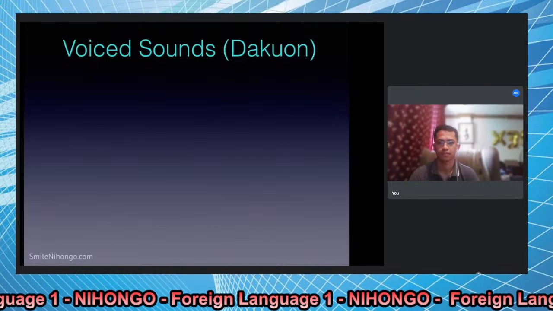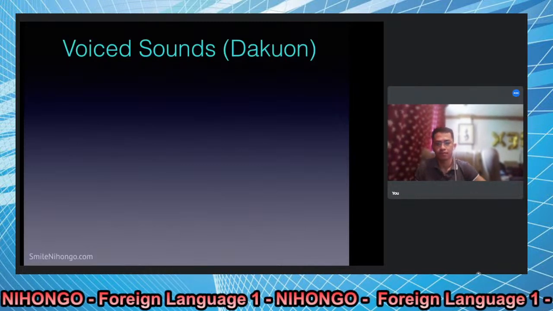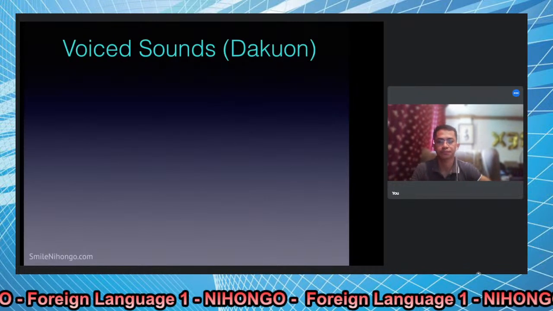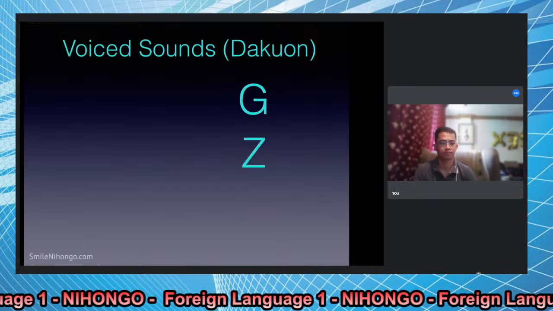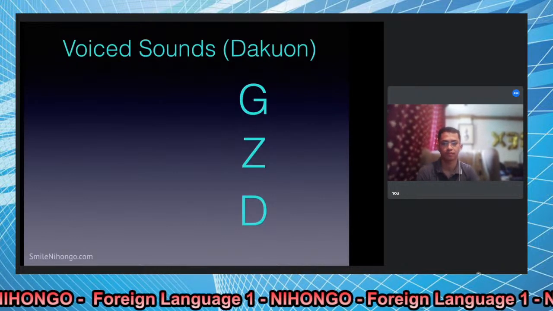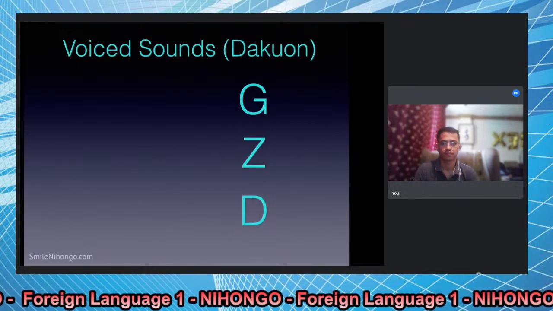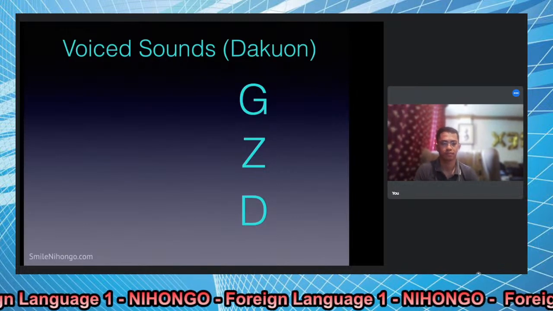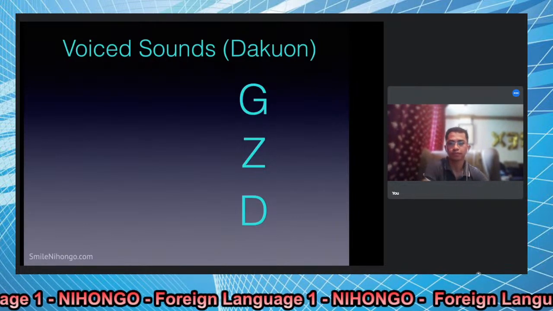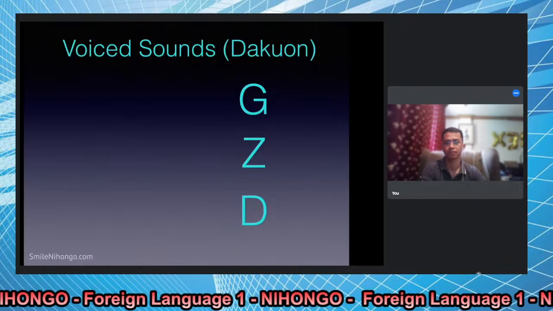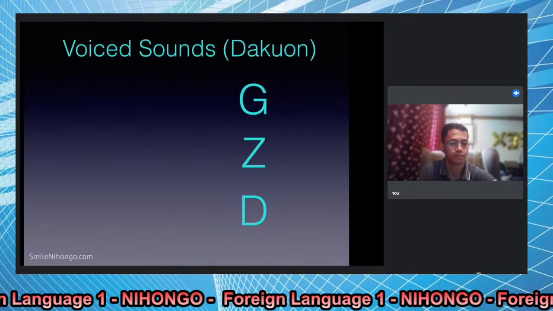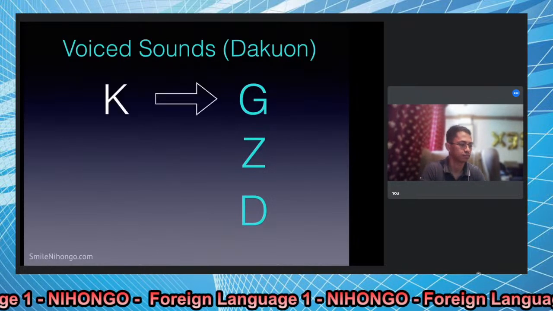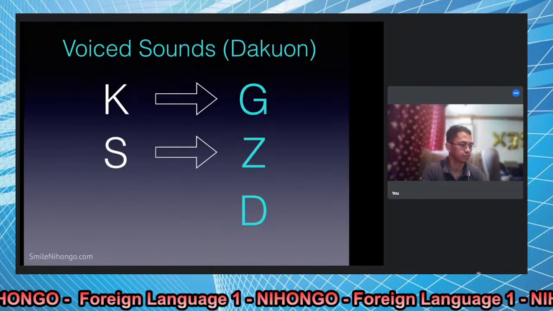Dakuon って何ですか? What are voiced sounds? Those are a little bit heavier consonants like G, Z, or D sounds. We have these sounds in Japanese too. But what you have to keep in mind is that in the Japanese language, we see these sounds as a little bit heavier versions of these basic consonants, K, S, and then T.